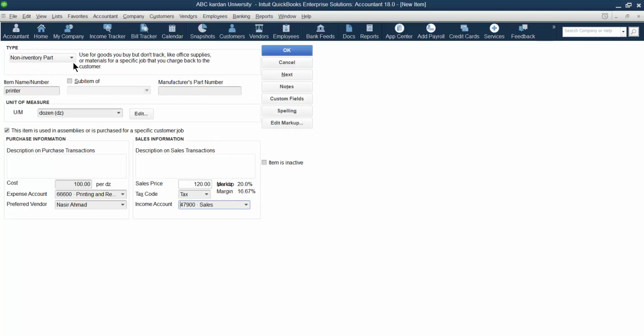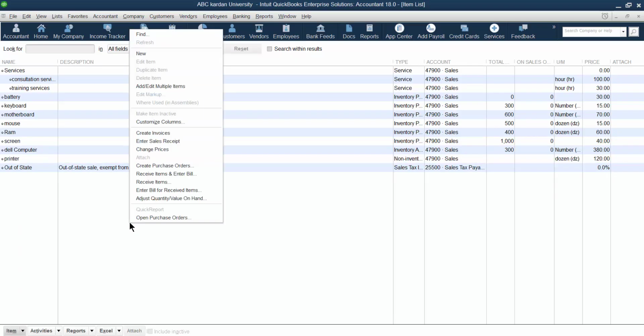So we have created a non-inventory part. This is basically for usage in the organization, like office supplies and so on later ahead. But I have just taken a printer as an example. You can mention anything as a proper example. Cost is this much. It should belong to this expenses. If we sell, we should sell for this much. It should be taxable and should belong to this account, right? So you can save it. Let's just go one more.